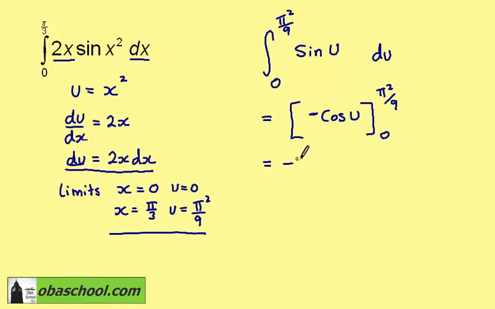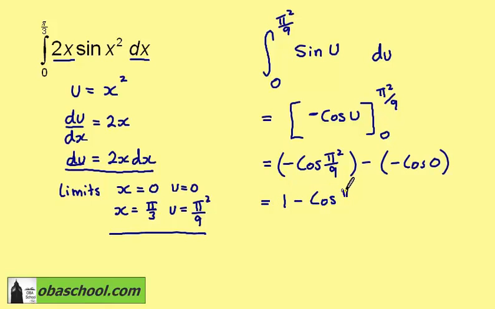This is equal to minus cosine pi squared over 9 take away minus cos 0. Cos 0 is 1, so this is 1 take away cos pi squared by 9, which is equal to 0.543 to 3 significant figures.